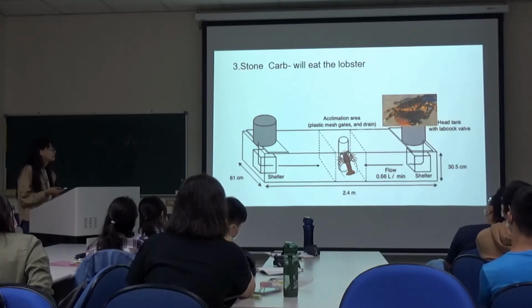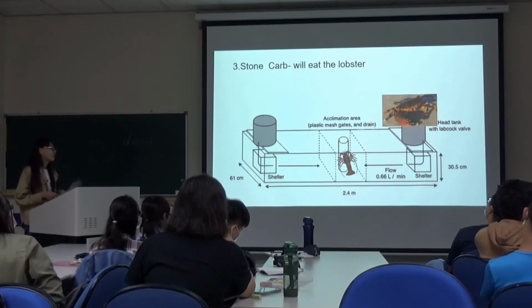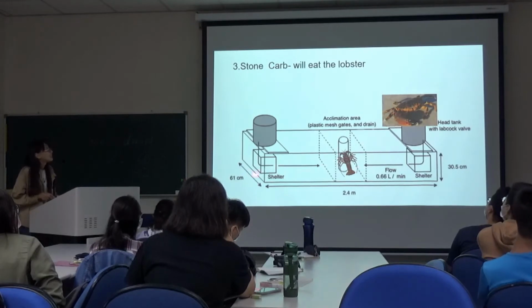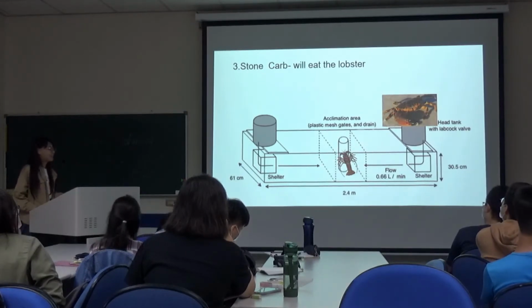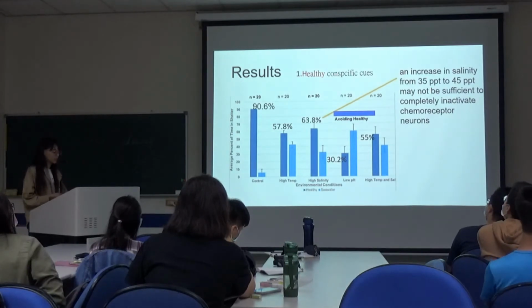The third experiment is stone crabs. The crabs will eat the lobster. So the same: after 5 minutes in the center, open the gate and let the lobster move. So this is our result.